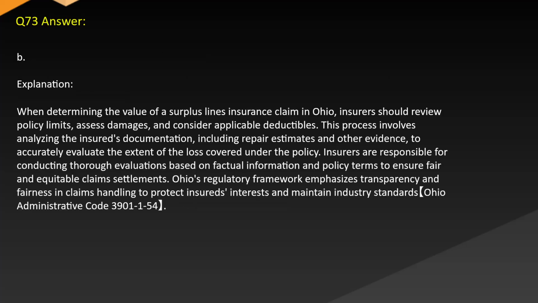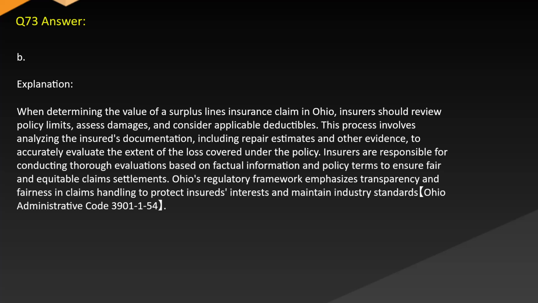Answer: B. Explanation. When determining the value of a surplus lines insurance claim in Ohio, insurers should review policy limits, assess damages, and consider applicable deductibles. This process involves analyzing the insured's documentation, including repair estimates and other evidence, to accurately evaluate the extent of the loss covered under the policy. Insurers are responsible for conducting thorough evaluations based on factual information and policy terms to ensure fair and equitable claims settlements. Ohio's regulatory framework emphasizes transparency and fairness in claims handling to protect insureds' interests and maintain industry standards.